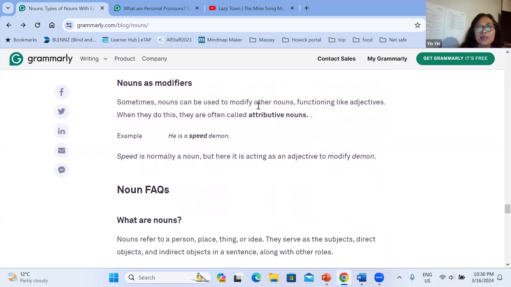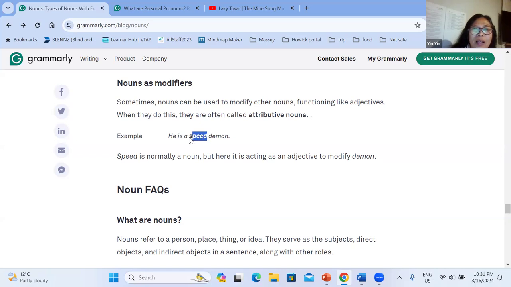Okay, nouns as modifiers. Sometimes nouns can be used to modify other nouns. They function like adjectives. Adjectives can normally modify a noun, like a beautiful girl. When nouns do this, they are often called attributive nouns. For example, he is a speed demon.